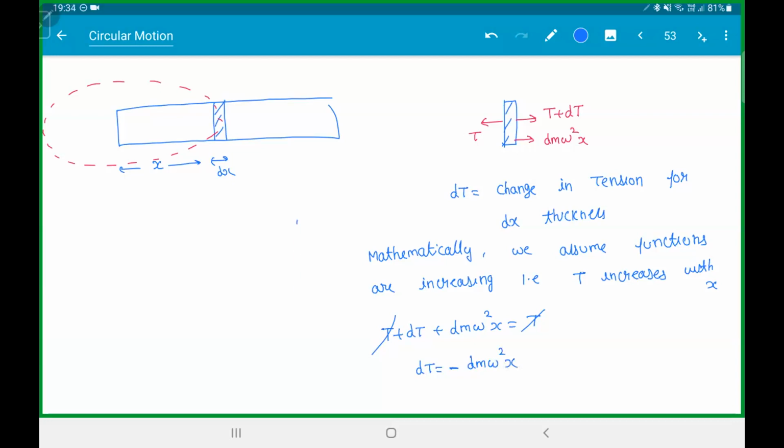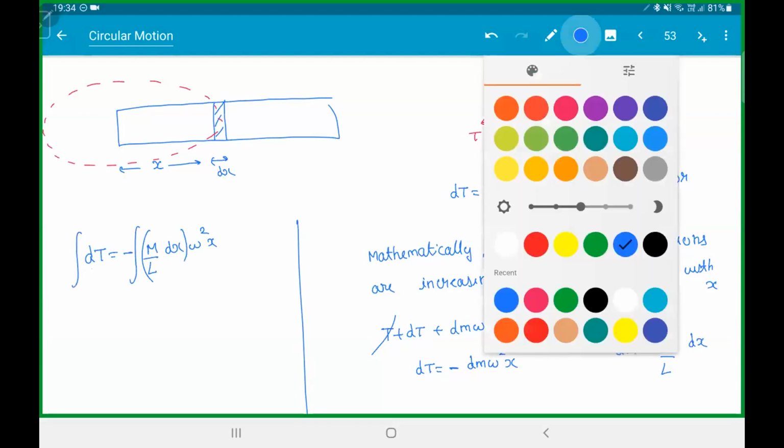And then you're done. So dT is minus what is dm? Mass by length into dx, omega square x. I hope you remember what is dm. dm is total mass by total length into length of that small piece. Integrate.